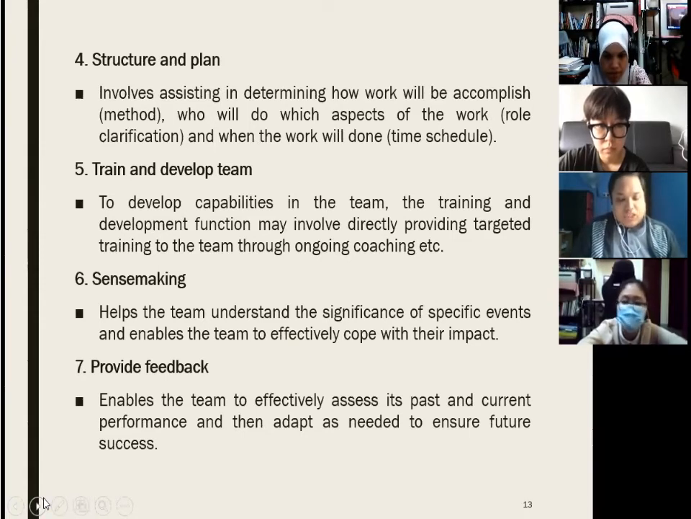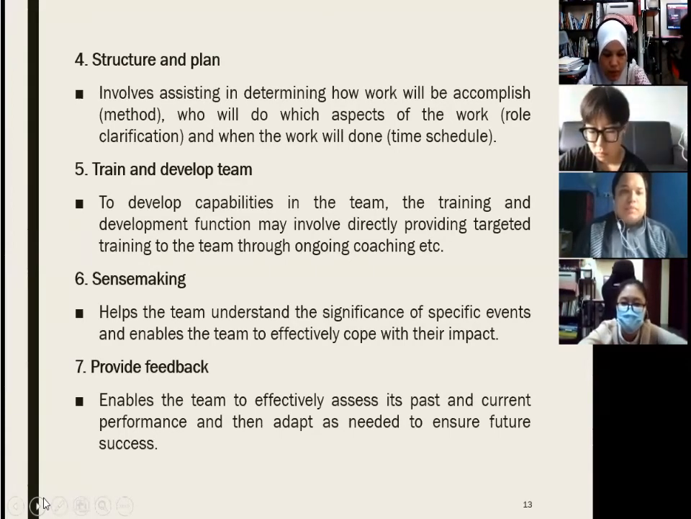After establishing expectations and goals, the next team leadership function is to structure and plan the teamwork. It involves assisting in determining how work will be accomplished, such as the method, who will do which aspect of the work, role clarification, and then when the work will be done, the time schedule of the work.